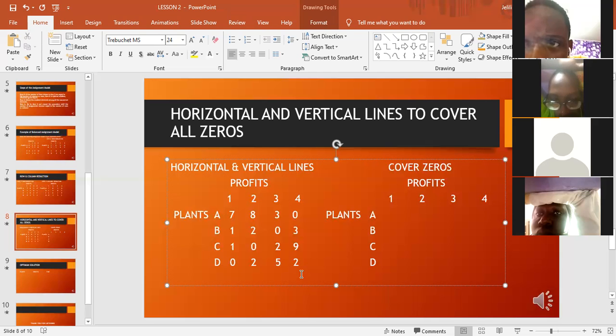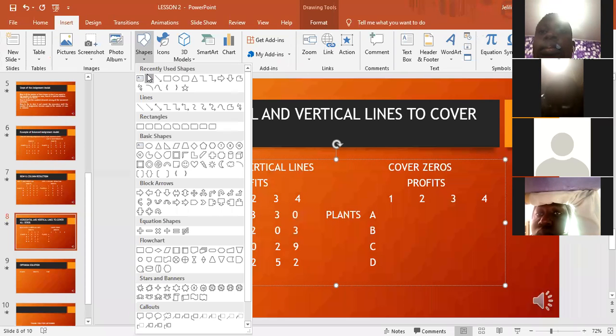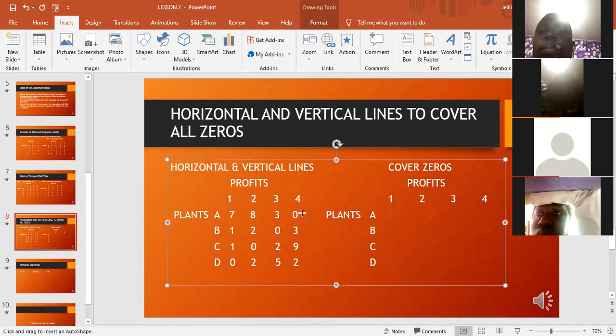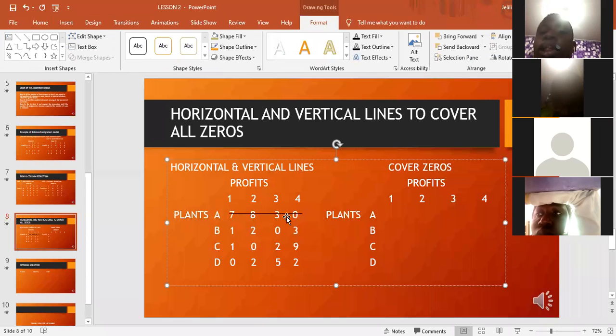We have to draw a single line that will cover the zero. That zero will fall under a row and might fall under a column. Now let's cover this first zero, because this particular zero in the first row also falls under a column. Let's draw the line to cover the zero. You can cross the zero either vertically or horizontally. This is the zero; we have covered this. Let me change the line to black. Can you see it? Do we have any zero again in this line? We have covered the zero.